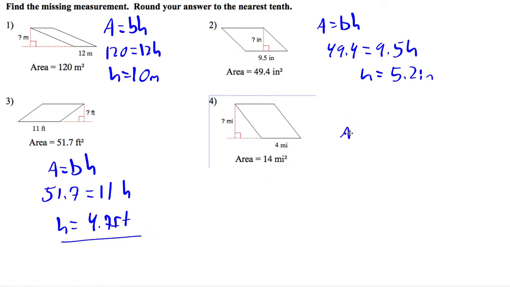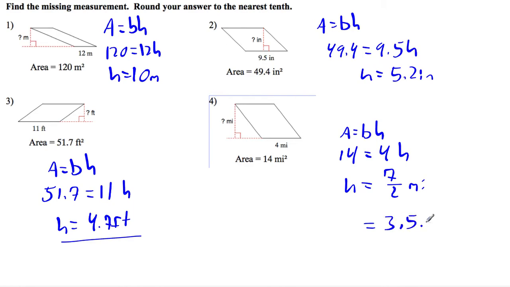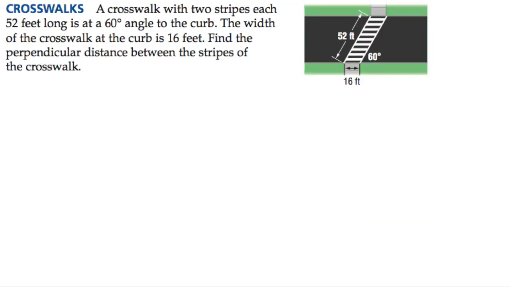For number 4, area is equal to base times height. So 14 is equal to 4h. So h we can write as 7 over 2 miles, or if we want to write the decimal, it's 3.5 miles. Either one's okay. So simple enough? Let's make it more complicated.